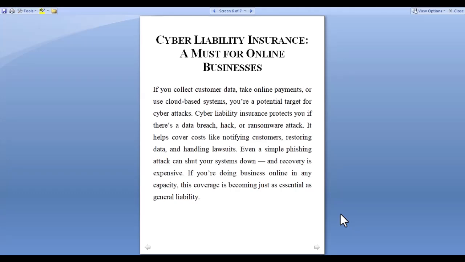Even a simple phishing attack can shut your system down, and recovery is expensive. So, if you are doing business online in any capacity, this coverage is becoming just as essential as general liability. So, let's go to the last page here.